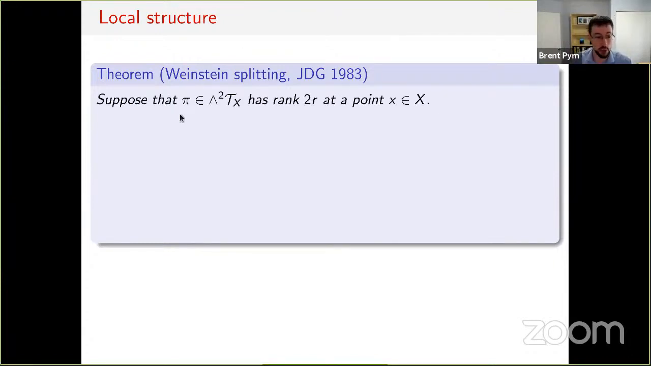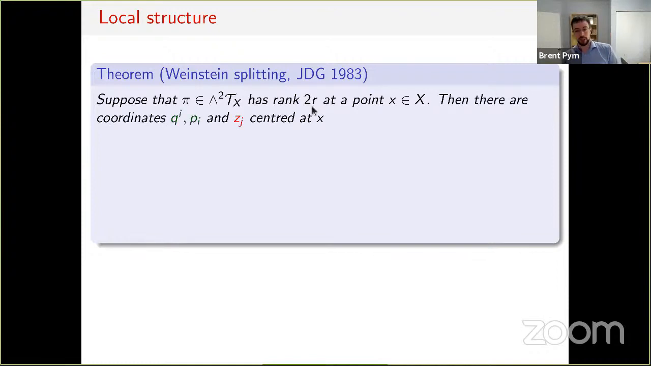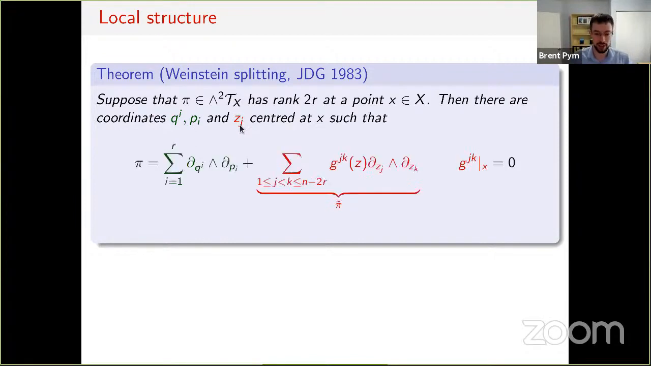Let's suppose that we have a Poisson structure given by a bivector, and that its rank at some point in the manifold is equal to 2r. It always has to be even. Then in a neighborhood of this point, there are going to exist coordinates which come in groups. So there are q's and p's, like in the Darboux theorem, and then there are some z's. And the bivector looks like this. The part of it involving q and p just looks like the bivector that we had for the Darboux formula. Okay.